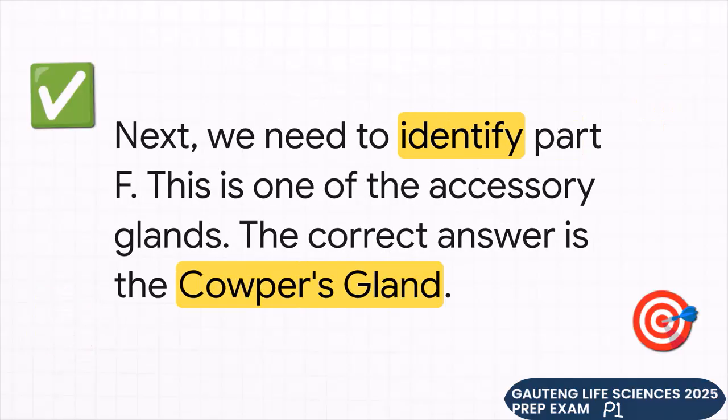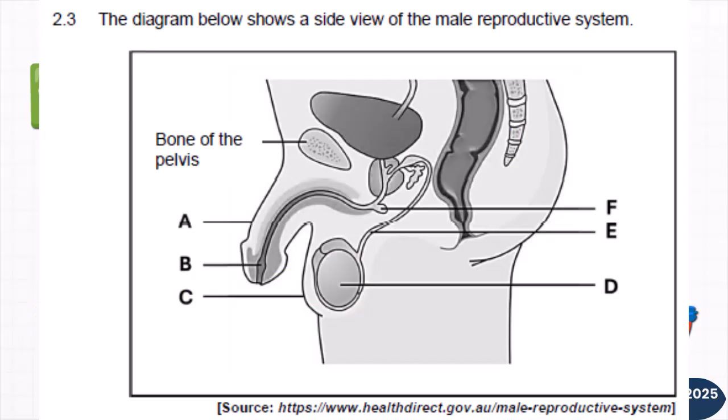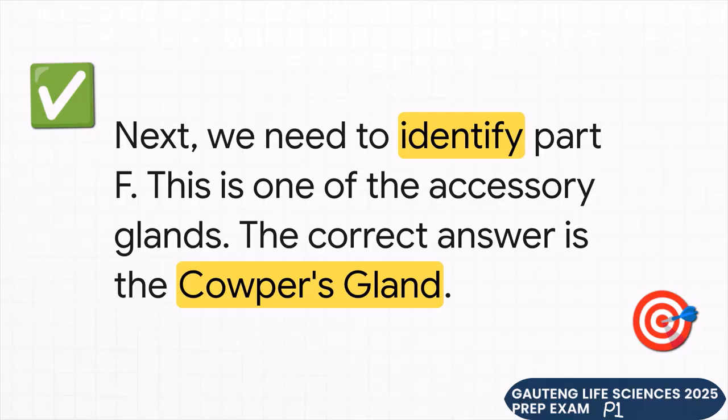Easy. Okay, next one, part F. This little guy right here is one of the accessory glands. Those are the glands that add all the important fluids to the sperm. Based on its position, we can identify it as the Cowper's gland. That's the term right from the official memo. Another straightforward mark for us.